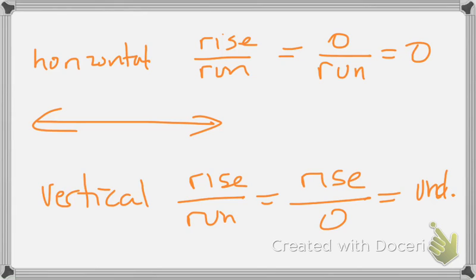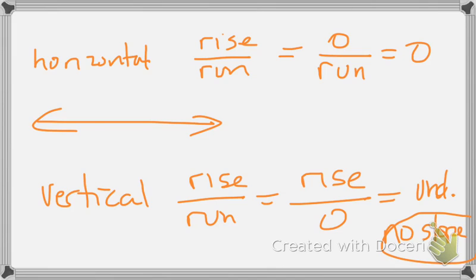If there's a 0 under the line, the number is undefined. Okay? So 0 underneath is undefined. We can't have no run, all rise. Vertical lines have a slope that is undefined. It's also called no slope. Vertical lines have no slope. Horizontal lines have 0 slope. This is extremely important. No slope.